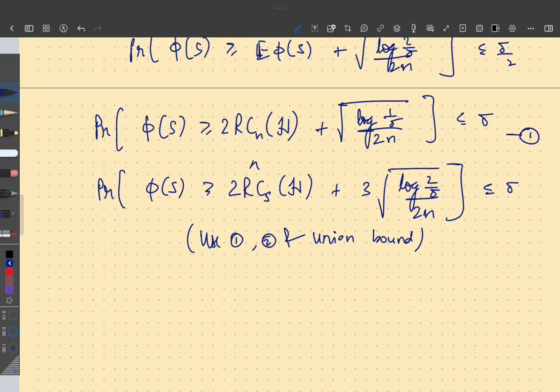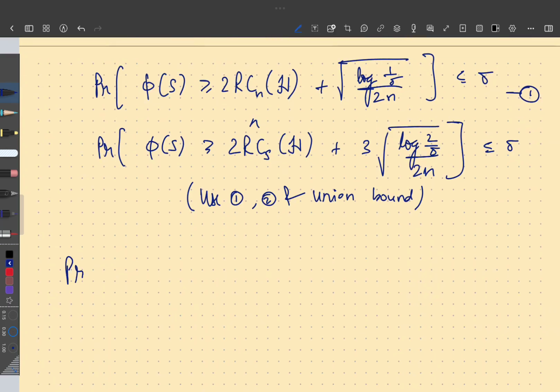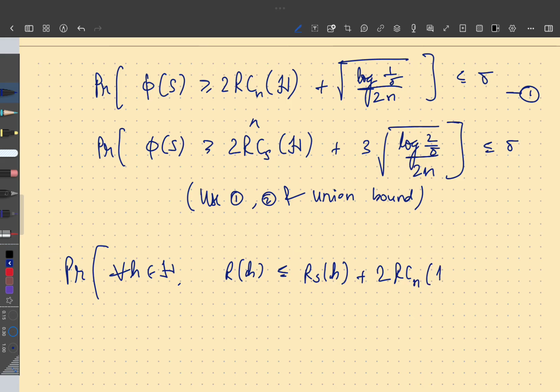But this is exactly what we need, right? So, the probability that for all h in H, R of h is less than or equal to R_S of h plus 2 times the Rademacher complexity of H plus square root of log 1 over delta by 2n. This quantity is at least 1 minus delta.